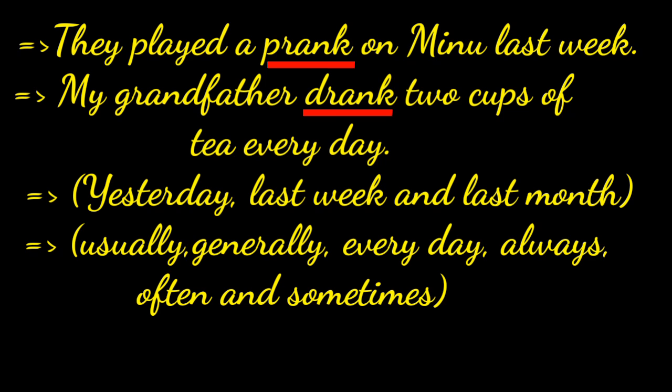In the first sentence, the verb played refers to an action that happened in the past. In the second sentence, the verb drank shows an action that used to happen regularly in the past. Both verbs are in the simple past tense. Then we use expressions of time like yesterday, last week and last month with the simple past tense. We use words like usually, generally, every day, always, often and sometimes to refer to a past habit.